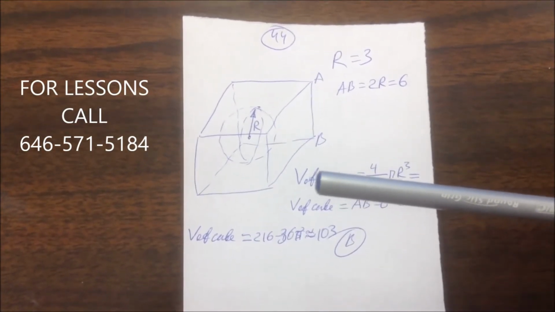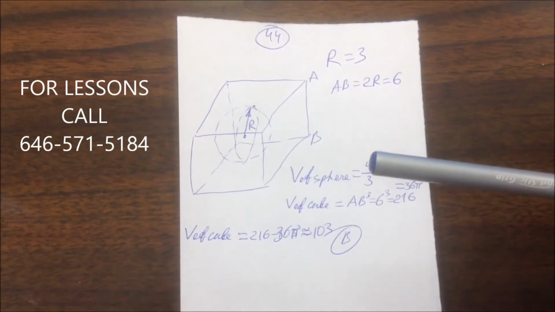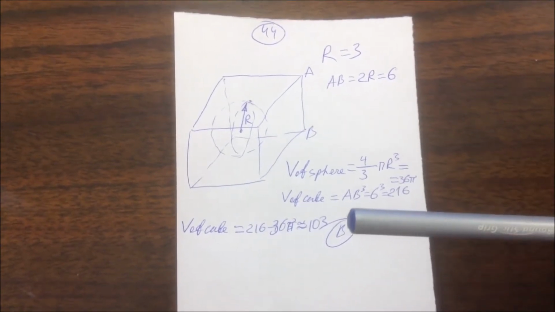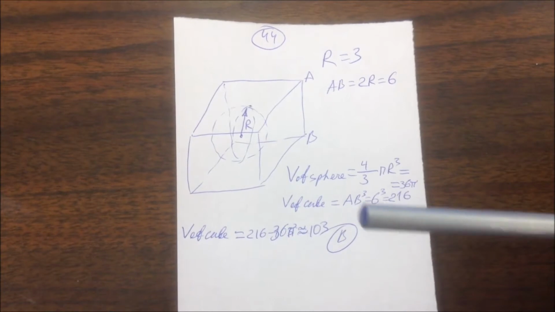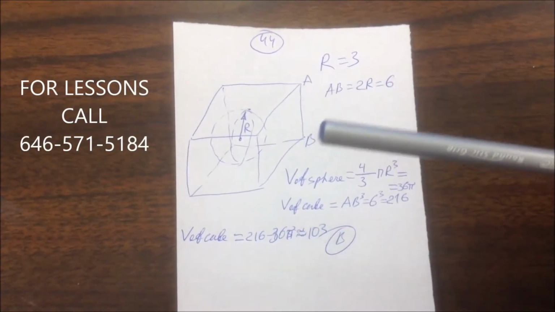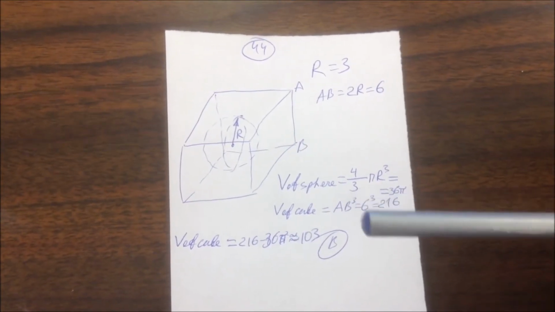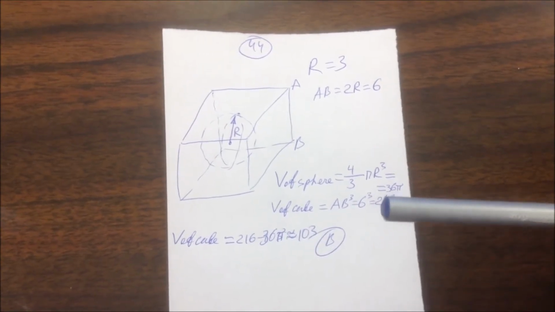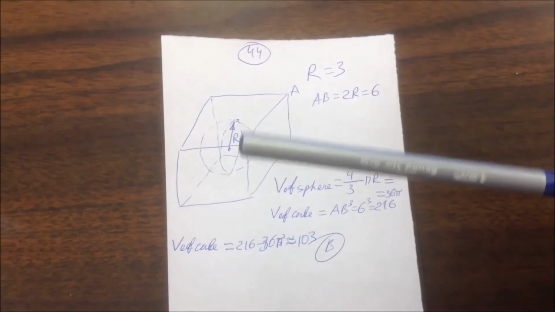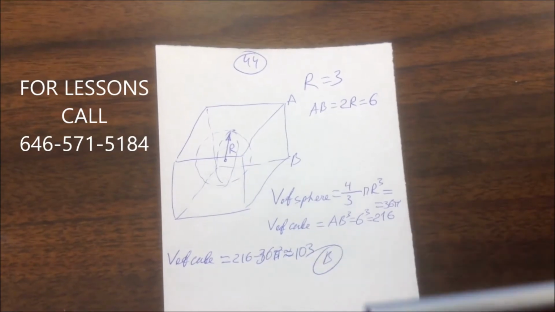So you find the volume of the sphere, which equals what you see in the formula, four thirds pi R cubed, and you find it's 36π. The volume of the cube is the side of the cube cubed, and this also equals some value. After all, you take the volume of the cube minus the volume of the sphere, and you have the answer. It's answer B.